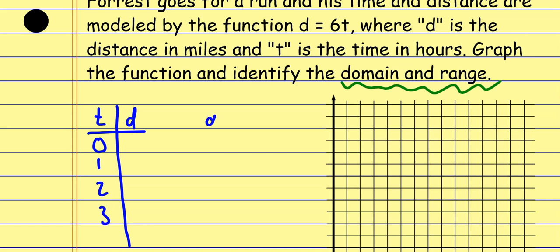And so now here's my function. It was d equals 6t. Let me rewrite it. So use that mental math. Let's plug the 0 in. 6 times 0 is a 0. 6 times 1 is a 6. 6 times 2 is a 12. 6 times 3 is an 18.